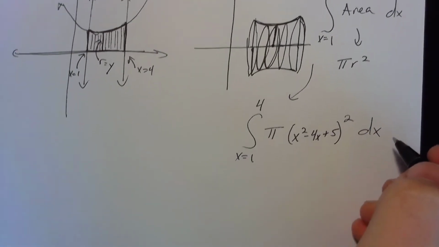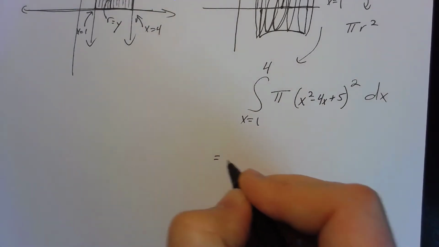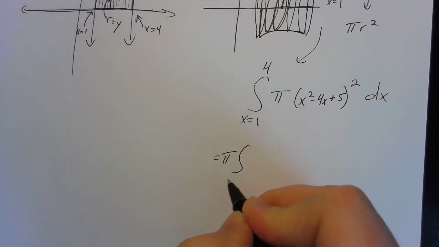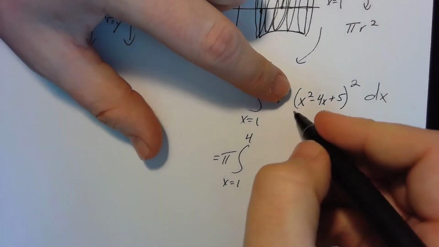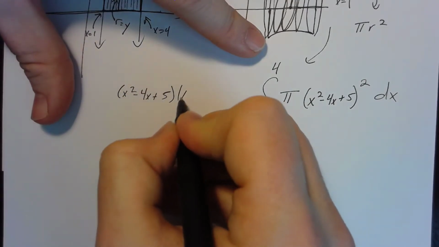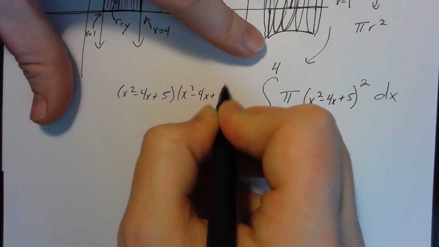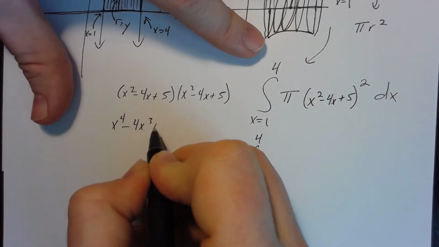So to solve this integral, what we're going to have to do is actually multiply this thing out. I'll go ahead and at least set it up so that it's clear what you're going to have, and then I'll let you finish the integral on your own. So I'm going to multiply out x squared minus 4x plus 5 times x squared minus 4x plus 5, providing me with x to the 4th minus 4x cubed plus 5x squared.